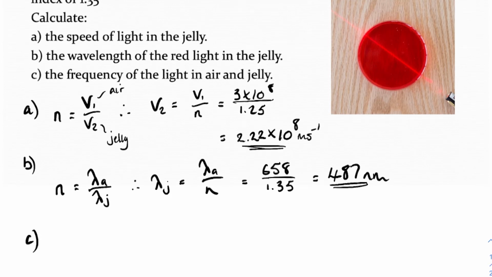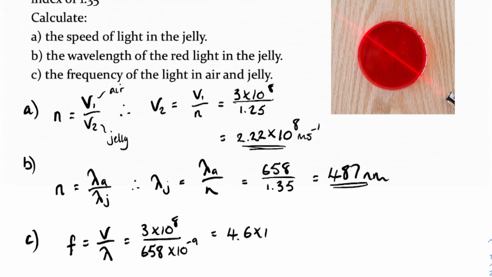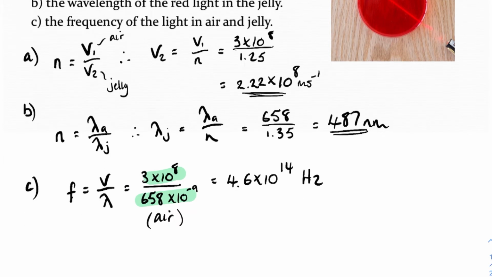Part C is calculate the frequency of the light in air and in jelly. Well, if we want the frequency of light in air, it's the speed of light in air over the wavelength in air. Remember, the wavelength in air was 658 times 10 to the minus 9 meters. And if I do that on my calculator, I get 4.6 times 10 to the 14 hertz. Now that's the frequency in air, 3 times 10 to the 8 divided by 658 times 10 to the minus 9. The speed of light in air divided by the wavelength in air.